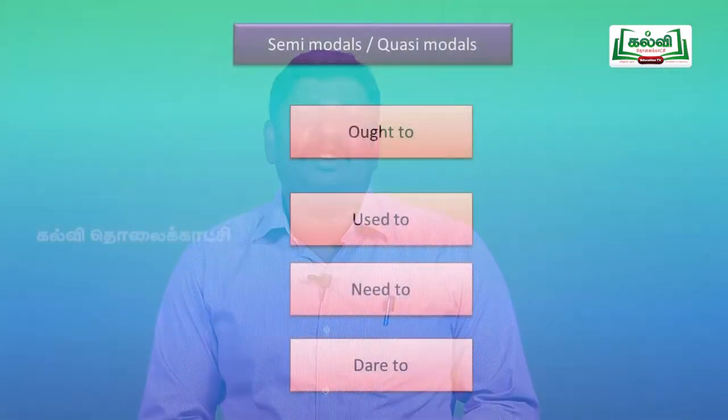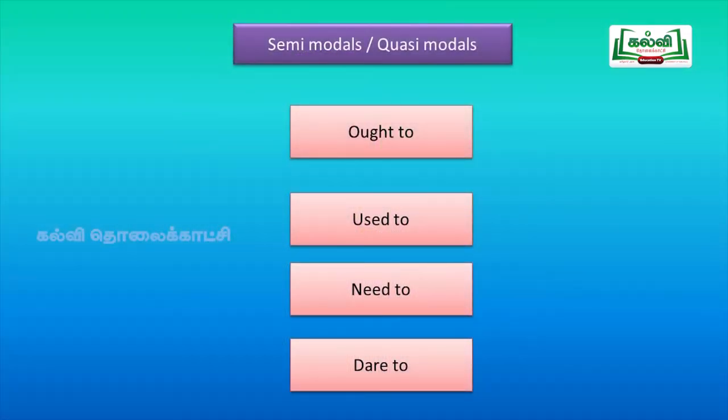And we have semi-modals. Semi-modals are verbs that function as modal but in specific circumstances. Because they perform other functions as well, they are categorized separately from the original true modals. So another name for semi-modal is quasi-modals. And here we have four: ought to, used to, need to, dare to. So in total, we have 9 plus 4, 13 modal auxiliary verbs.